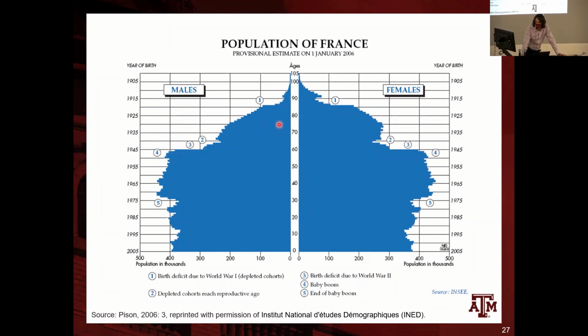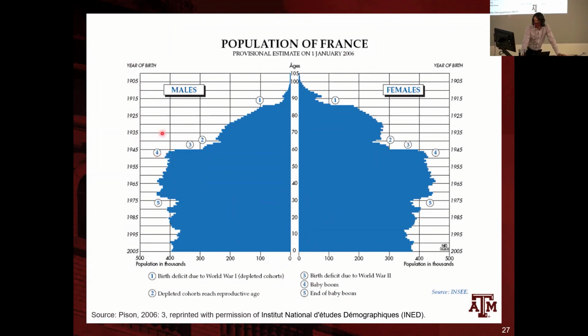And the interesting thing about this graph is that on the vertical axis, you have the age, but they also put the year. Because by putting the year of birth, this is all data based on 2006, but this is the year of birth of these people here. And just by putting the year of birth, you can understand these historical events.